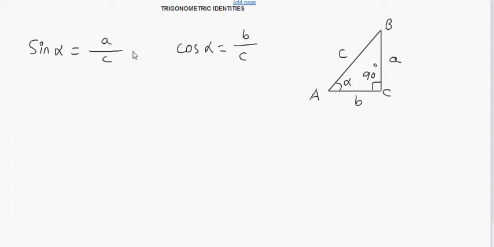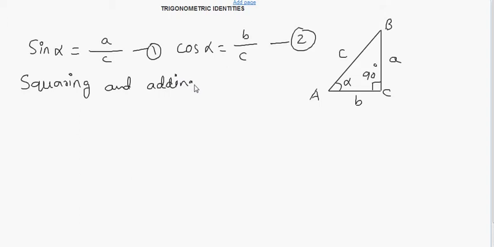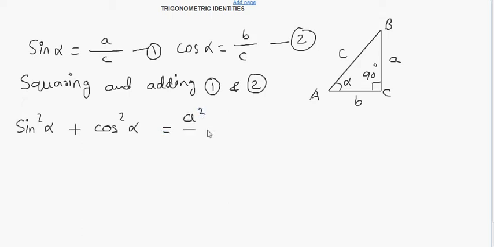Now let these be 1 and 2. Squaring and adding 1 and 2, we get sine squared alpha plus cos squared alpha equals a squared over c squared plus b squared over c squared, which is a squared plus b squared in the denominator c squared.